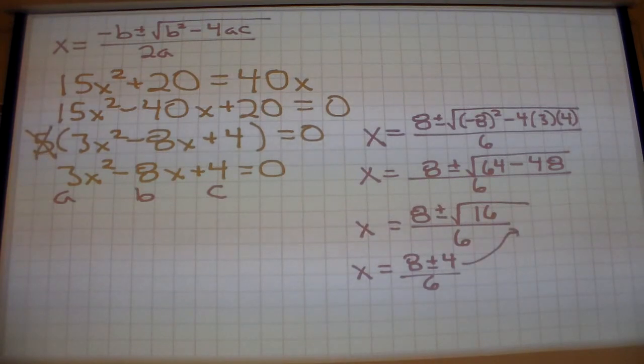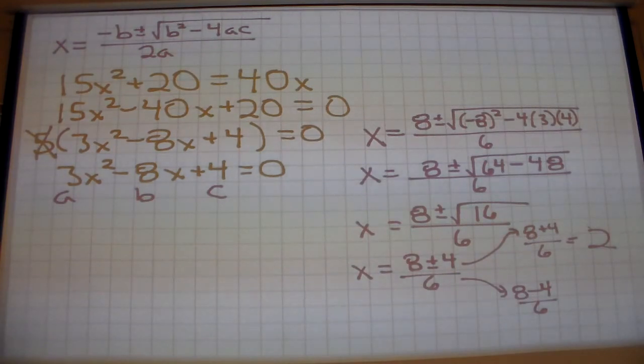So one of them, we're going to make 8 plus 4 over 6. The other one, 8 minus 4 over 6. What's the top one going to be when it's addition? It's going to be 12 over 6. So 2. What's the other one? 2 over 3. Yep. 4 over 6 becomes 2 over 3. Your two solutions are 2 and 2/3.